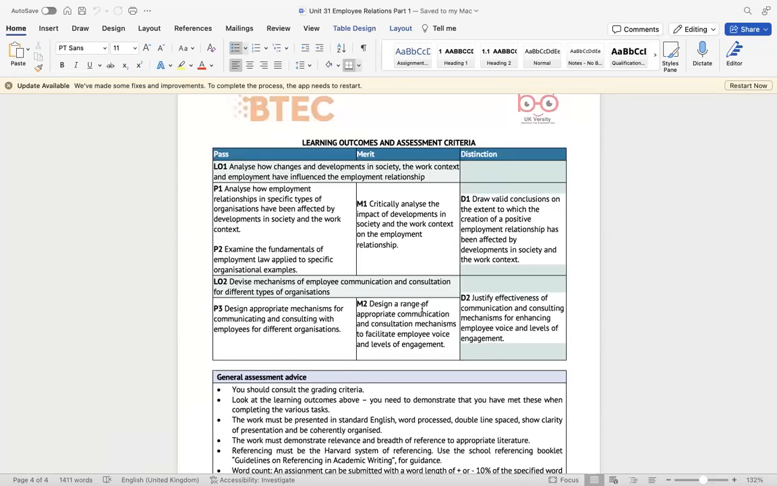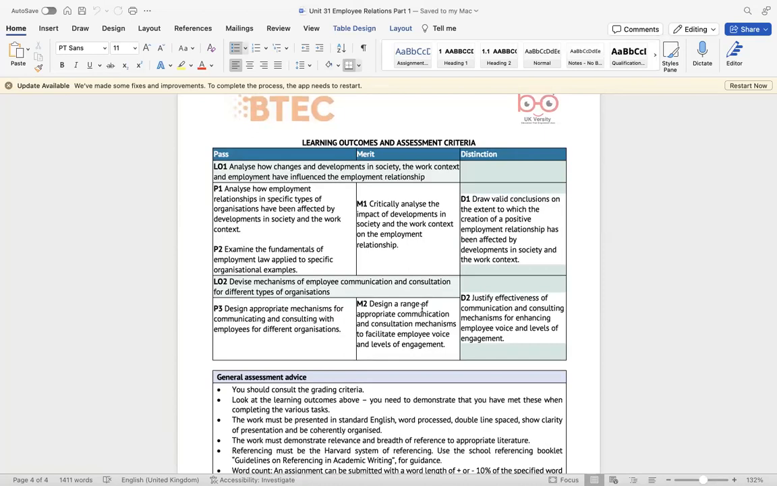So this was the table I was talking about at the start of this assignment discussion. If you're looking at just a pass, you need to complete all of the sections that are mentioned, which start from P. So P1, P2, and P3. We went through this in the tasks that I discussed.